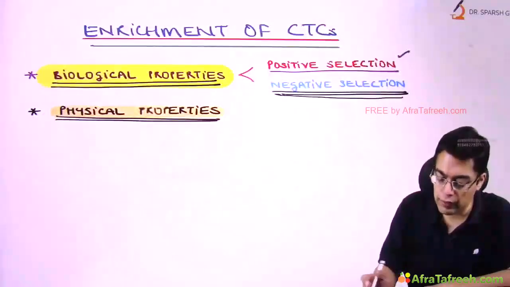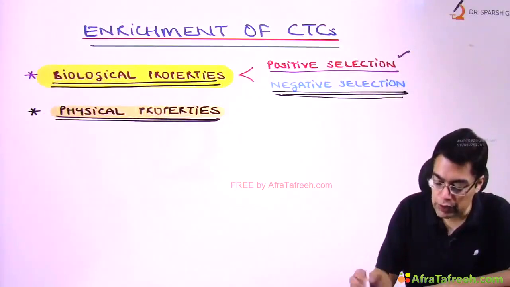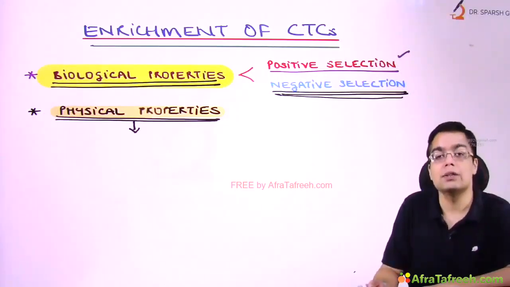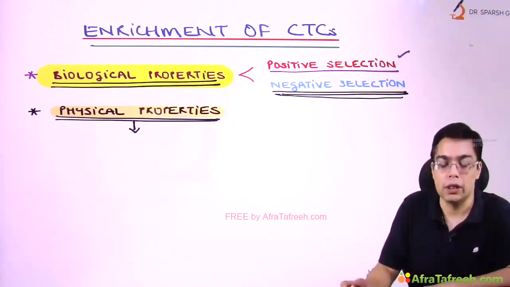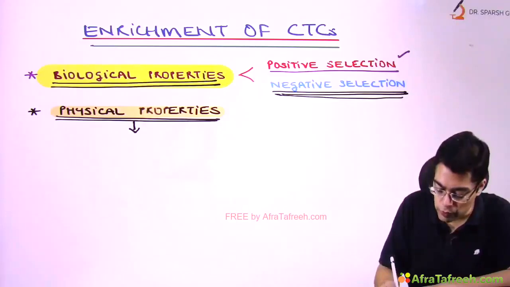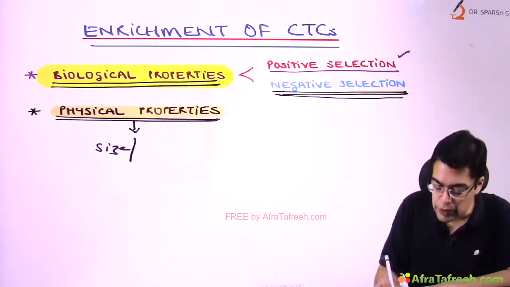Once you have the knowledge of the biological property, the second property by which you can distinguish or enrich the circulating tumor cells is the physical property. The circulating tumor cells are going to be bigger in size and therefore you can have different types of techniques based upon size.